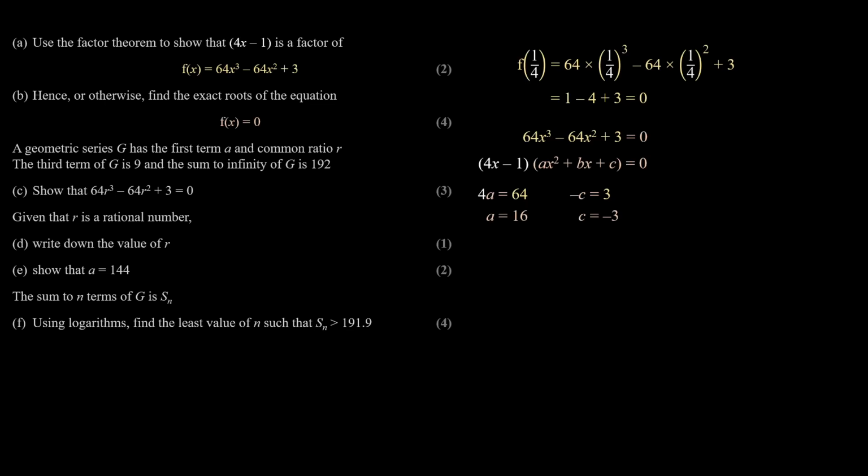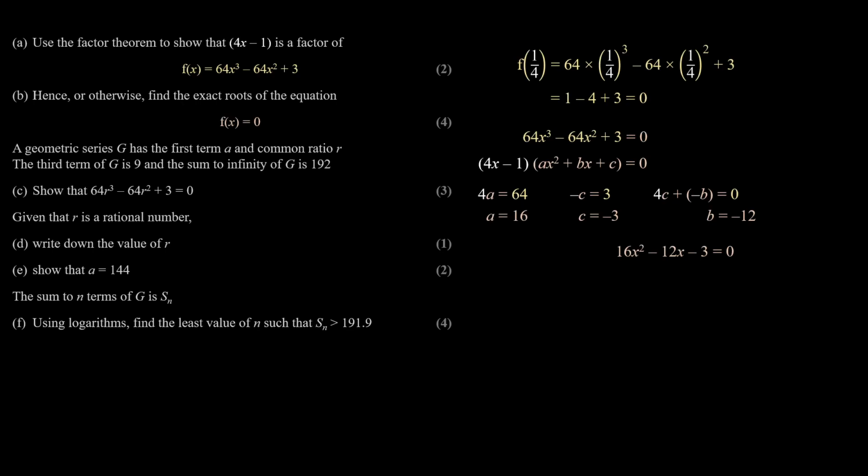The sum of 4c and -b is the same as the coefficient of x. Substituting c equals -3 and solving the equation, we get b equals -12. The quadratic expression is 16x squared minus 12x minus 3, and this expression equals 0.